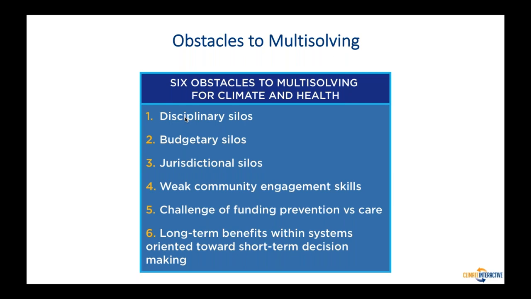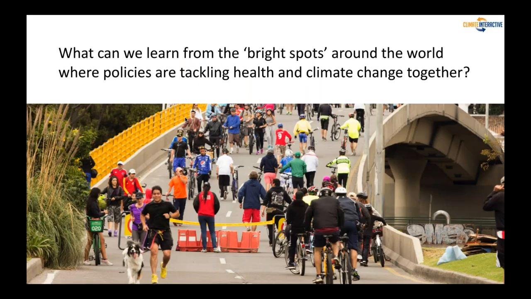Many of the health benefits, while they're on a shorter timeline than the climate benefits, are still often long-term improvements in people's, let's say, level of physical activity from a program that involved walking and cycling. Many health systems around the world are more focused on funding people who are ill with the diseases from lack of physical activity rather than funding ways to be physically active. So even though the health benefit is faster than the climate benefit, there's still this time scale challenge. And this sixth point, long-term benefits within systems that are often oriented towards short-term decision-making, is connected to that as well.